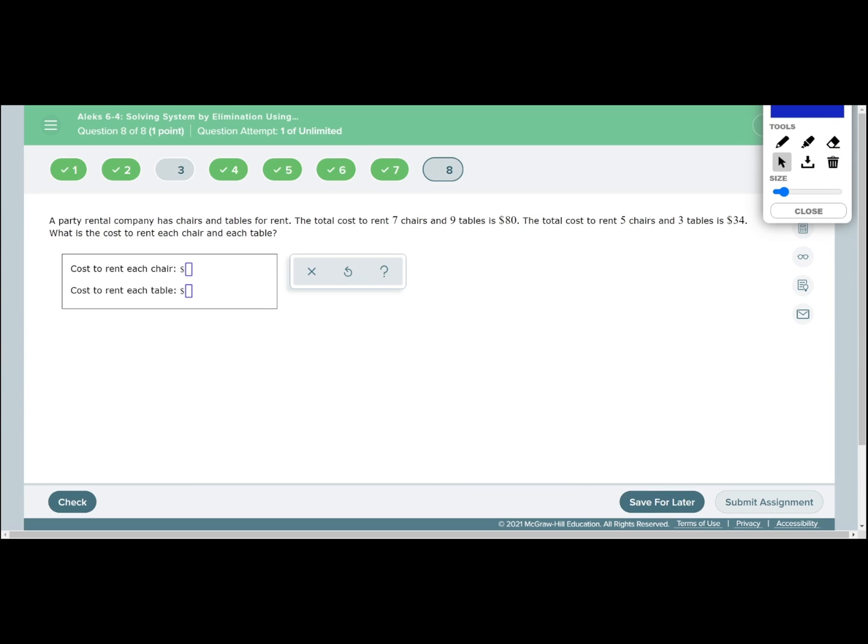All right, problem 8. Problem 8 is just like the last two that we did. A party rental company has chairs and tables for rent. The total cost to rent 7 chairs, 7x, and 9 tables, 9y, is 80, and the total rent of 5 chairs, 5x, plus 3y is 34. So it's similar to the last two problems. So I'm not going to do this. You already have 2 examples.